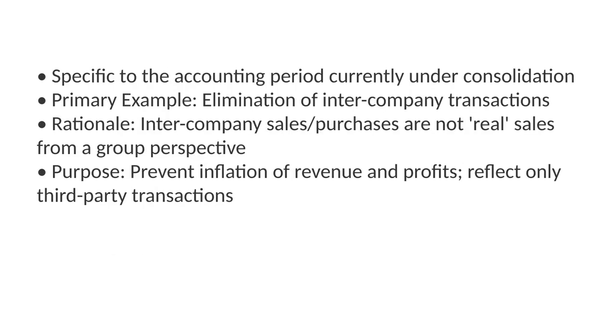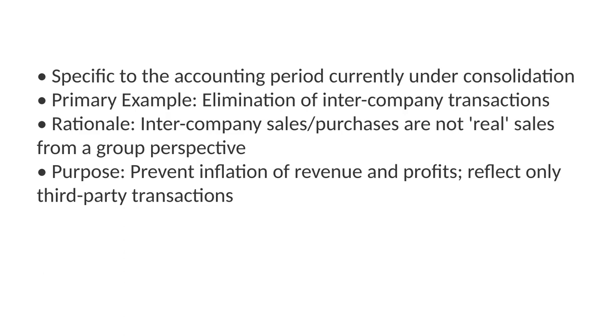Moving on, we have current period consolidation adjustments. Unlike permanent ones, these are specific to the accounting period currently being consolidated. The most common example here is the elimination of intercompany transactions. Think about it this way.